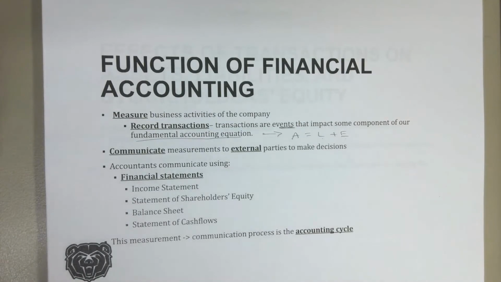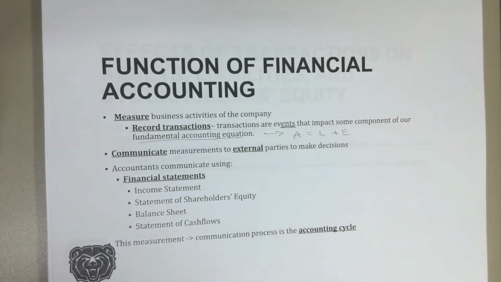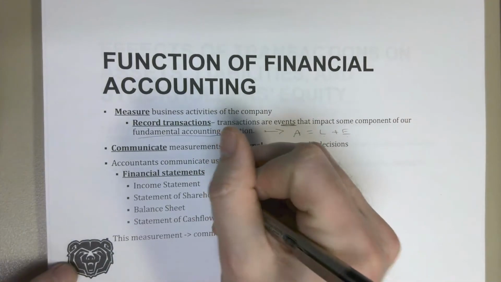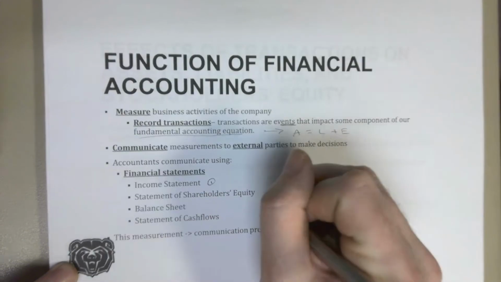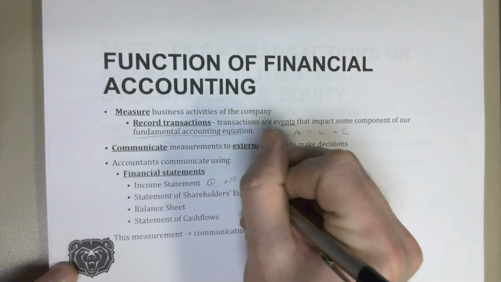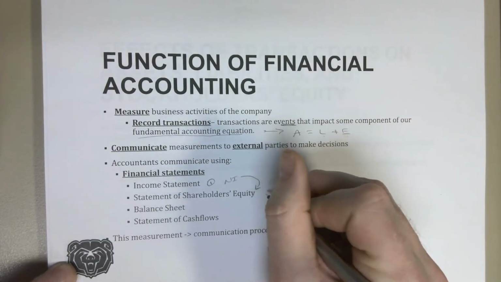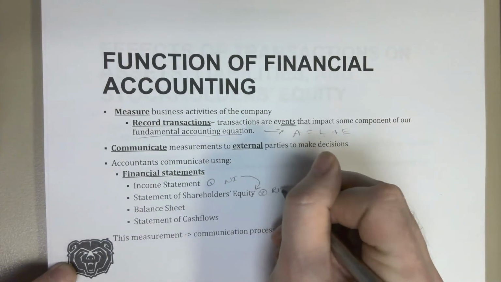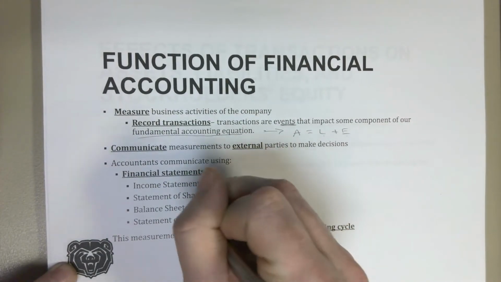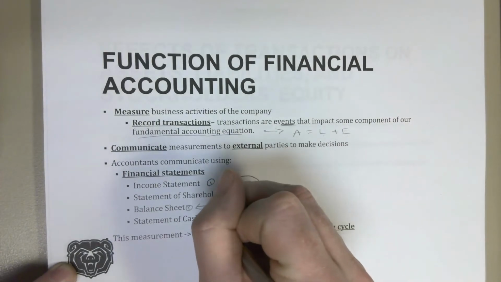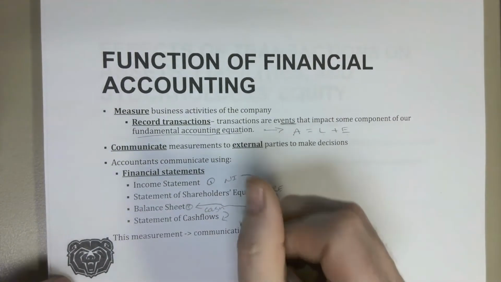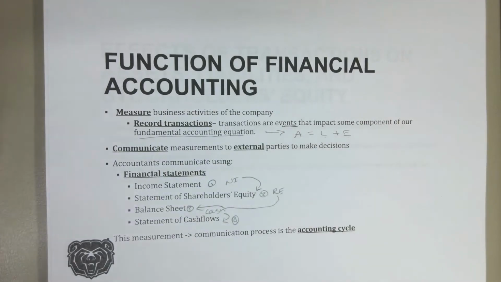So we communicate those, like I said, using the financial statements, and those financial statements are the income statement, statement of shareholders' equity, balance sheet, and the statement of cash flows. Okay, so if you'll notice, these are the order that we prepare these in. First, the income statement, net income, goes to your equity, your statement of shareholders' equity. Retained earnings goes from there to your balance sheet. You prepare your balance sheet, and then your cash goes to your statement of cash flows, which is the last that we prepare. And that statement of cash flows, again, is just a complementary statement to show us what did we do with cash this year.